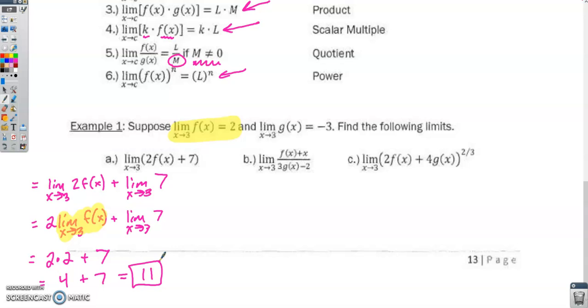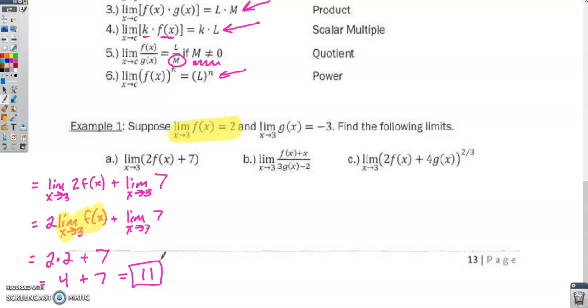Now, as you do these problems, you'll realize that you don't necessarily need to show the exact detail in the work that I did on this first one. I broke it up step by step. First I used the sum rule, then I used the constant multiple rule, and then I evaluated all of those limits. We can break it down a little more quickly than that to save ourselves some steps. For instance, in example B, I have a quotient.